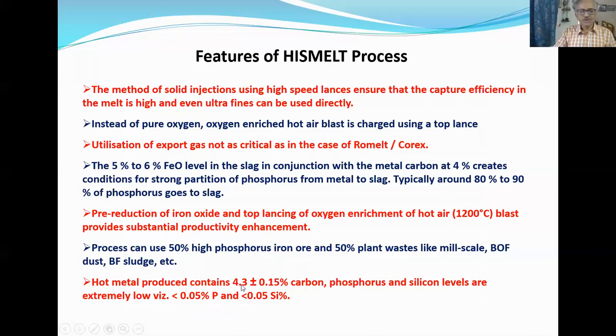So you can find 4.3 to 4% carbon is there. Phosphorus silicon levels are extremely low. So it is almost still only carbon has to be taken out. So that's all. So you can produce the steel out of it. And also its coal rate is very less. So export gas credit is not that high.